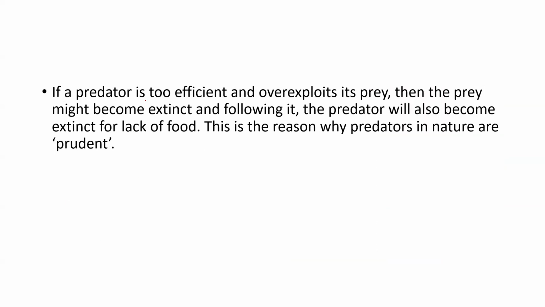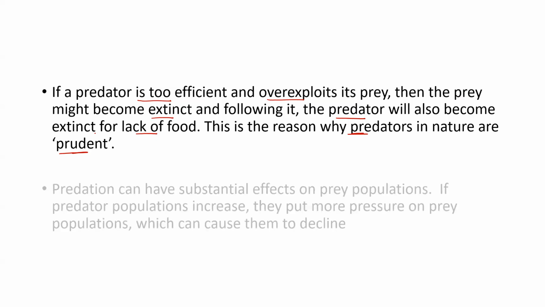Now see, if a predator is very efficient, obviously it will overexploit its prey. Then chances are that prey will become extinct, and as a result, later on the predator will also have a problem of food. So we say predators in nature are very prudent, they are smart. They will not overexploit their prey, because they know if the prey dies, then sooner or later they also have a problem of food.